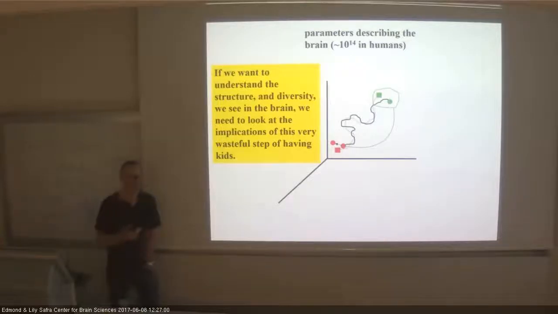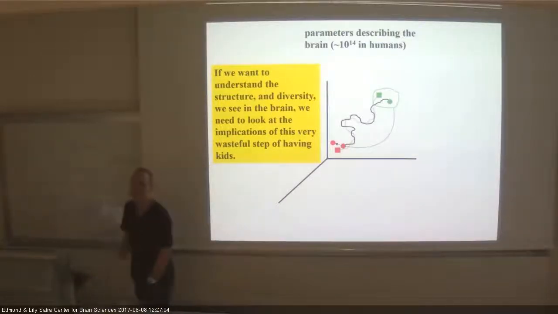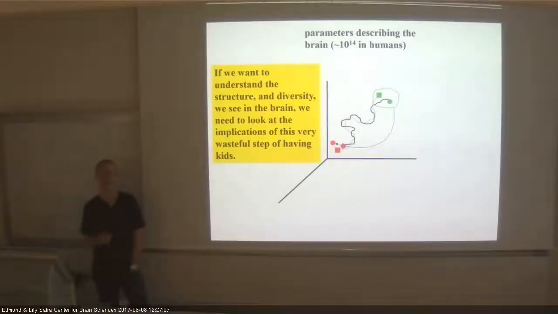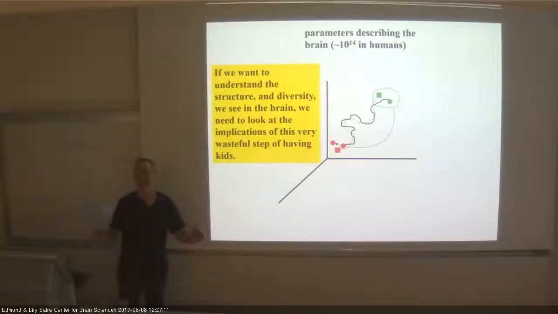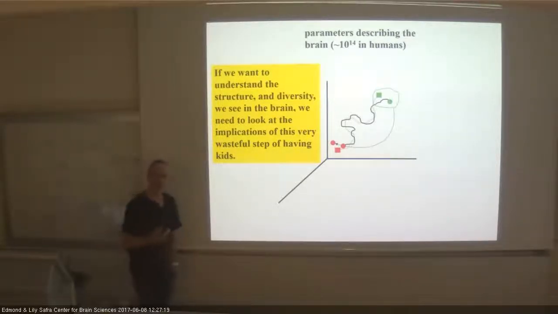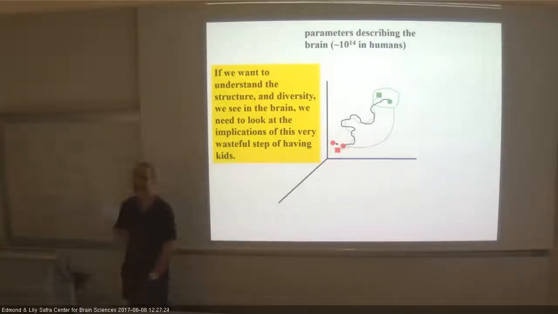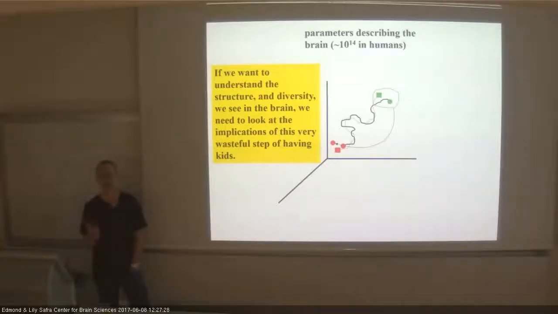And my claim, which I don't know if it's correct, but I have the gut feeling it is. So Alex Pouget has gone. I collaborate with Alex Pouget a lot. He's always saying, Peter, I know this is true without doing any analysis whatsoever. Fortunately, he's right a lot. I'm hoping I'm as right as often. But if we want to understand the structure and diversity we see in the brain, we need to look at this implication of this incredibly wasteful step of having kids, right? What we really want is every 30 years a new body. We don't really want to have kids.